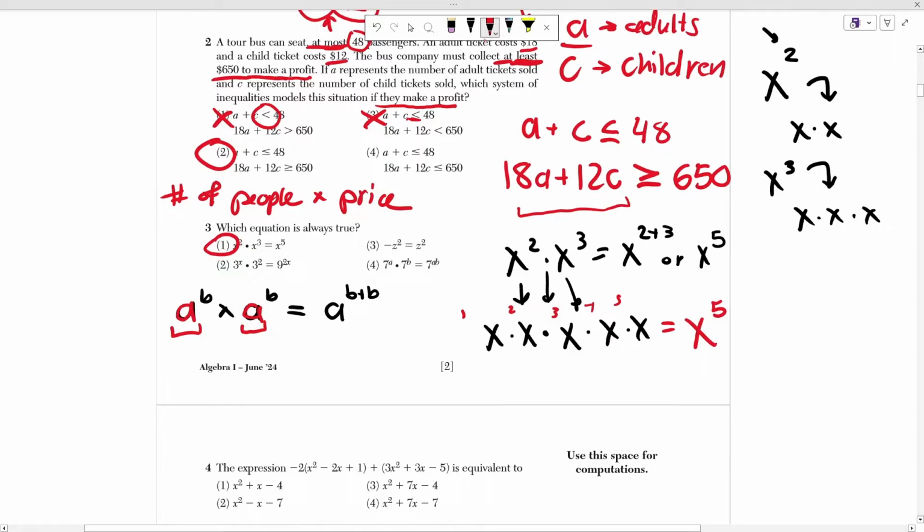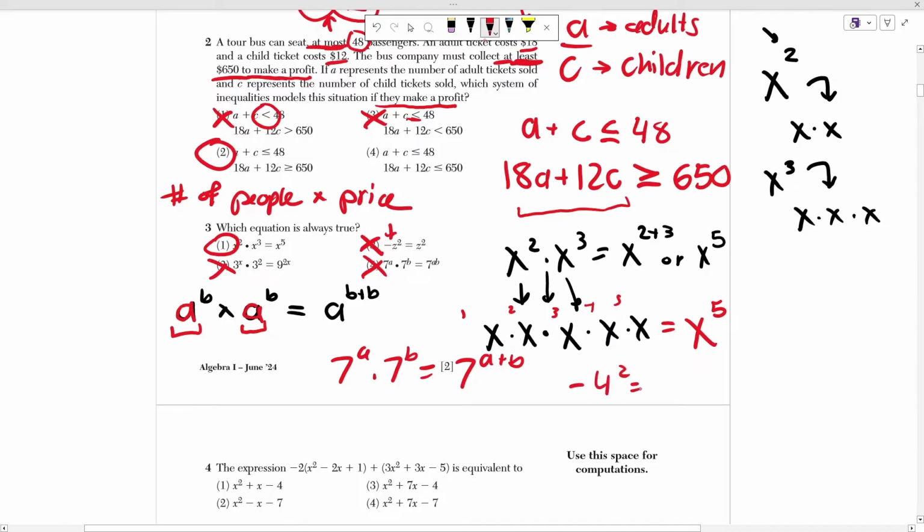This is the only option that is true because exponents always are going to follow this rule, right? Choice 3 isn't necessarily true, right? Choice 7, again, 7 to the power of a times 7 to the power of b is actually equal to 7 to the power of a plus b, not times. The same issue goes with choice 2. They're multiplying these instead of adding them. And choice 3 would be wrong because this negative sign would actually make my answer negative.